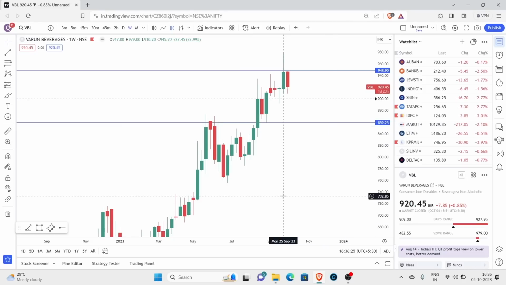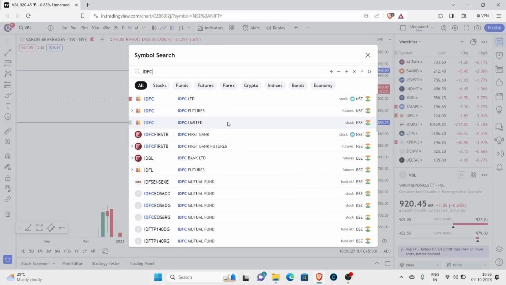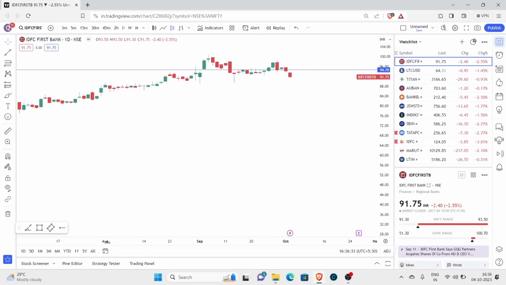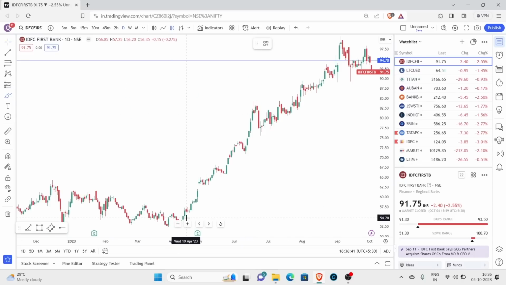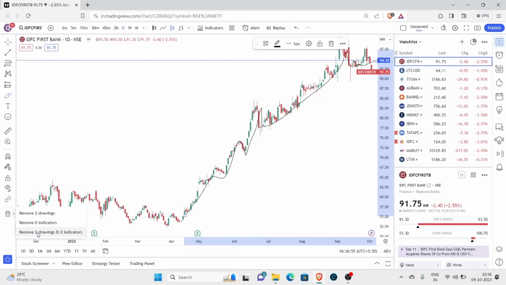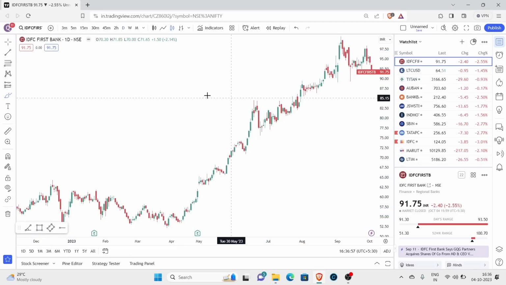So next I will also open IDFC Bank. So when I open IDFC Bank, this is a weekly chart. When you look at the daily chart, again you can see the pattern of higher highs and higher lows. So the stock comes down, goes up, comes down, goes up, and it is right now consolidating. So again you can quite clearly see the stock is having very good momentum, and we can consider planning our trades in this particular counter.